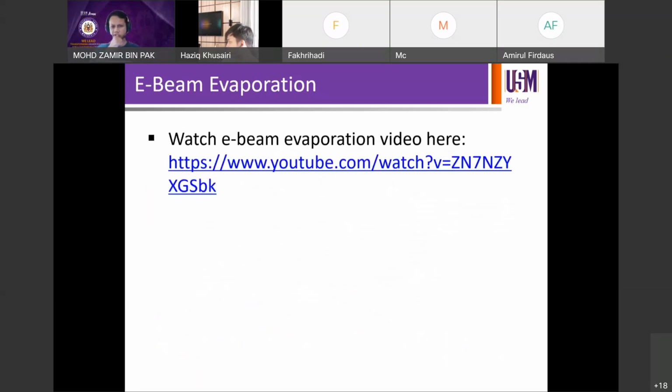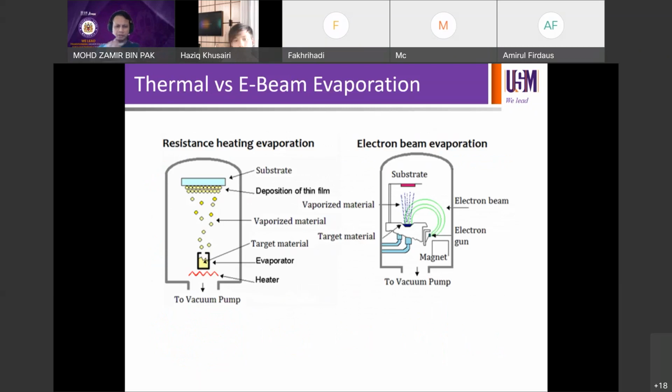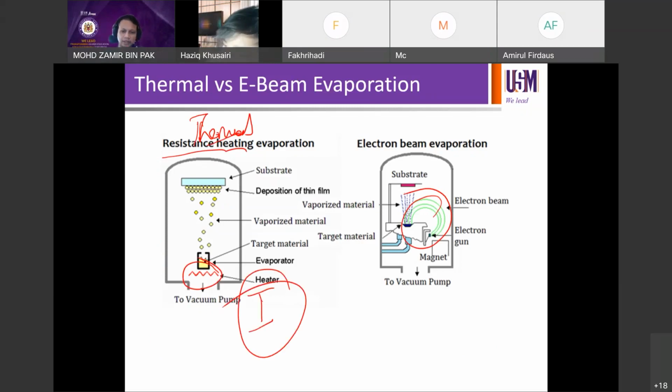So for electron beam evaporation, there are videos here you can watch later on. So resistive heating versus electron beam heating. Resistive is thermal. The left is thermal, the right is electron beam. Thermal we also call resistive heating. Resistance heating, resistive heating, same thing. Right, so that's the difference in the schematic. You can see this one involves an electron beam. This one is just a heating process by passing through current. Resistive heating. But the others are pretty much the same.